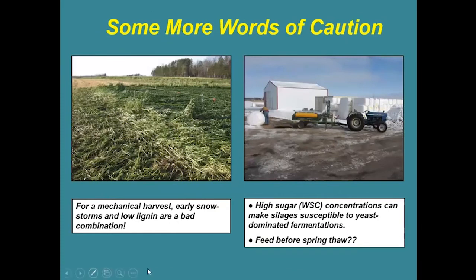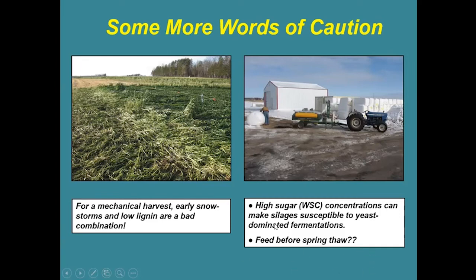If you want to utilize this material for silage, there are also a couple cautions. One is, as I've mentioned before, early snowstorms and low lignin can be a really bad combination. So if you have any intention of harvesting this as silage and you know there's a potential for a wet snowstorm, you may want to go out and mow this down and get it on the ground before that snow hits, or you may lose an opportunity.